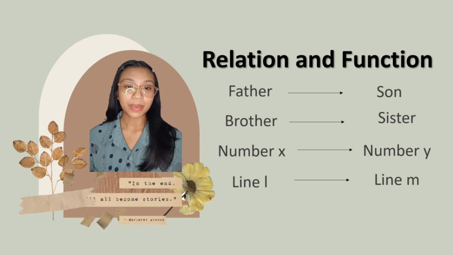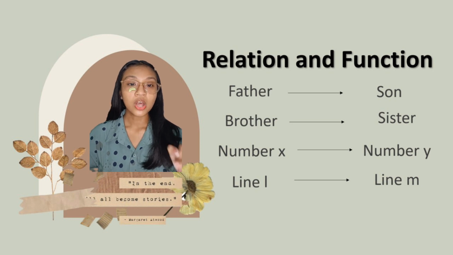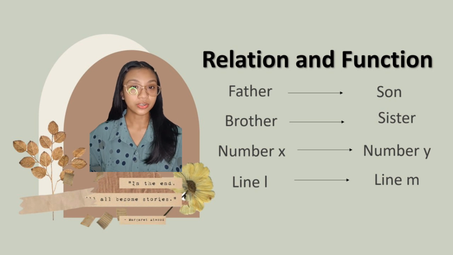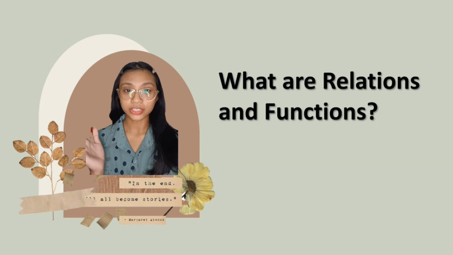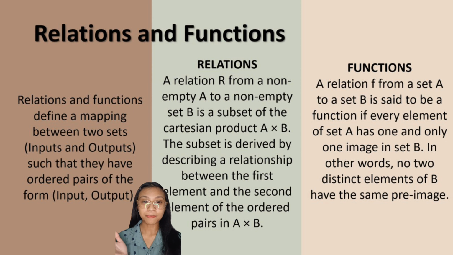Relation and function map elements of one set, or domain, to the elements of another set, or codomain. What are relation and function? Relation and function define a mapping between two sets, input and output, such that they have ordered pairs of the form input-output. Relation and function are very important concepts in algebra and calculus. They are used widely in mathematics as well as in real life. Let me define each of these terms to understand their meaning.